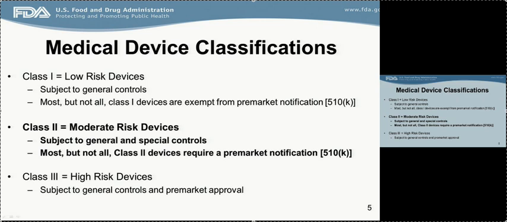Class 2 devices, which are considered moderate-risk devices, are subject to general and special controls. Most, but not all Class 2 devices require a pre-market notification. This is going to be the topic of our presentation today mostly. Now, Class 3 devices are considered high-risk devices, and these are subject to general controls and pre-market approval.